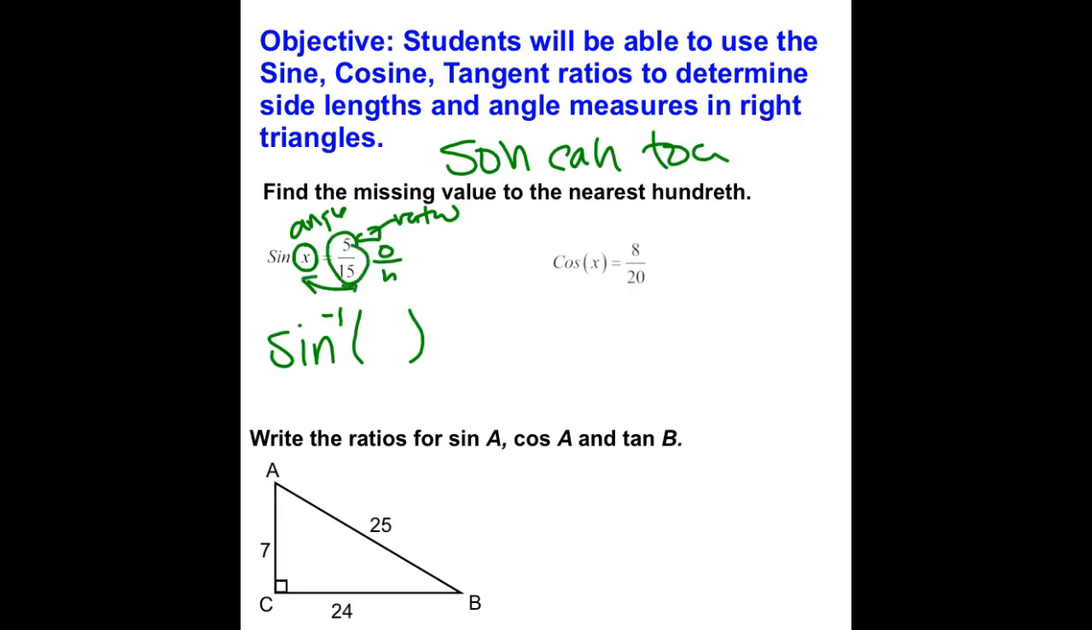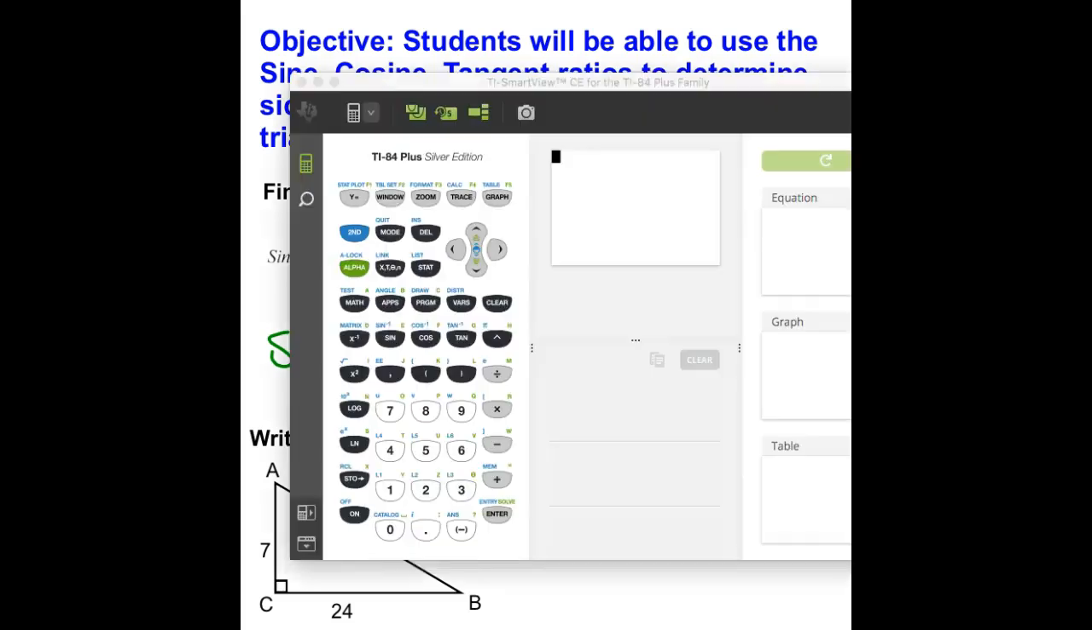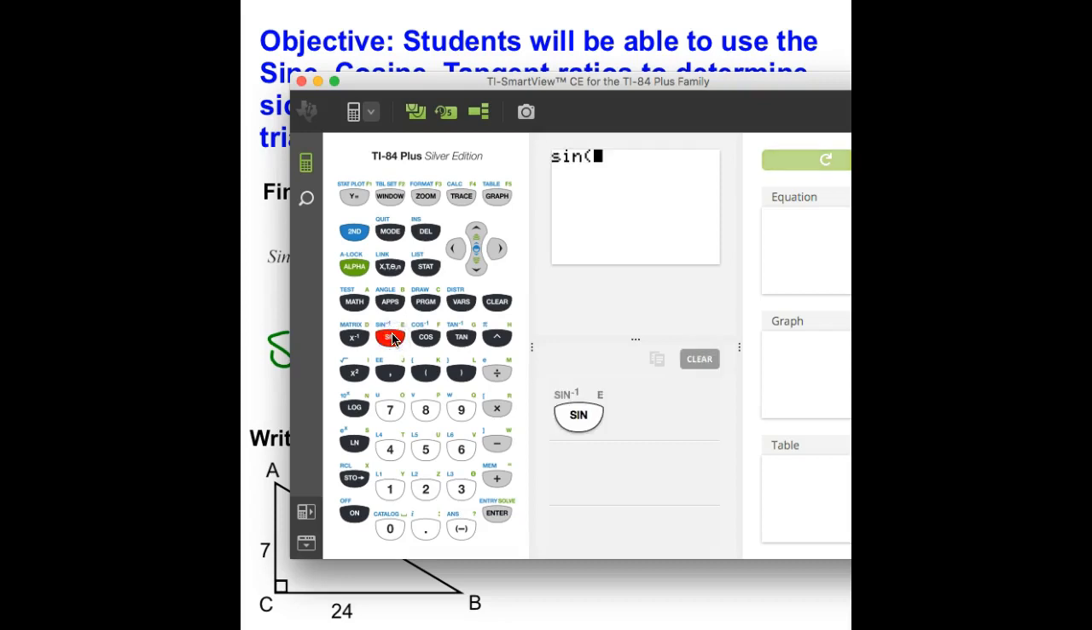The ratio and the x switch places, and we go 5 over 15. Now I'm going to pull up a graphing calculator and show you how to type that in. So here's my graphing calculator. Sine is this button right here that I just clicked. It's showing up in red, but we don't want sine, we want sine inverse. So instead we hit second sine again, and see how that -1 has popped up? That's our inverse sine. And now we just type in that ratio. The ratio was 5 to 15, and we hit enter.